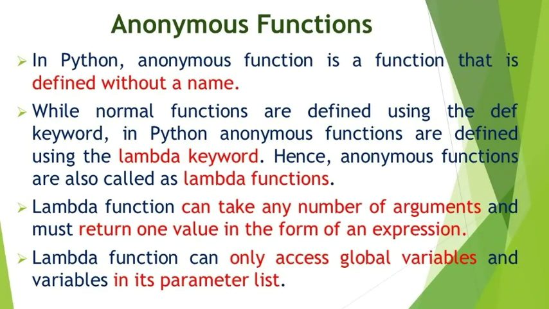So, these anonymous functions are also called lambda functions. Lambda functions are also called anonymous functions. This lambda function can take any number of arguments and must return one value in the form of an expression, which means it takes a list of arguments and one expression. Based on that expression, it returns the result.